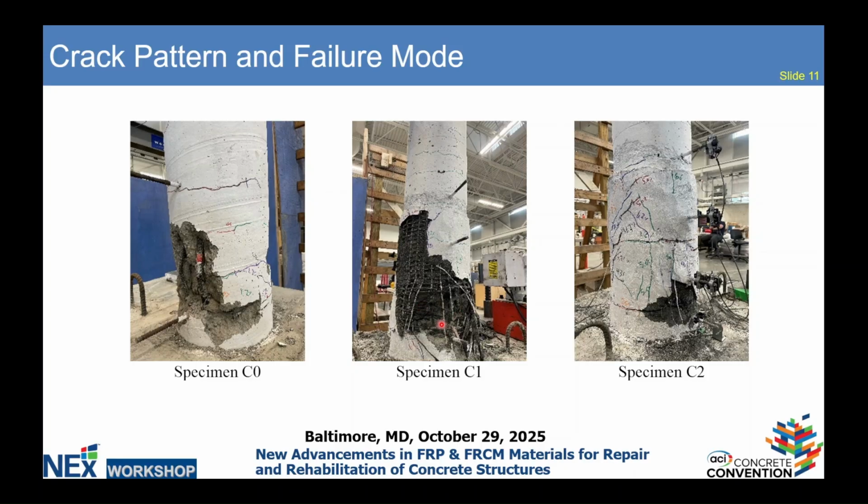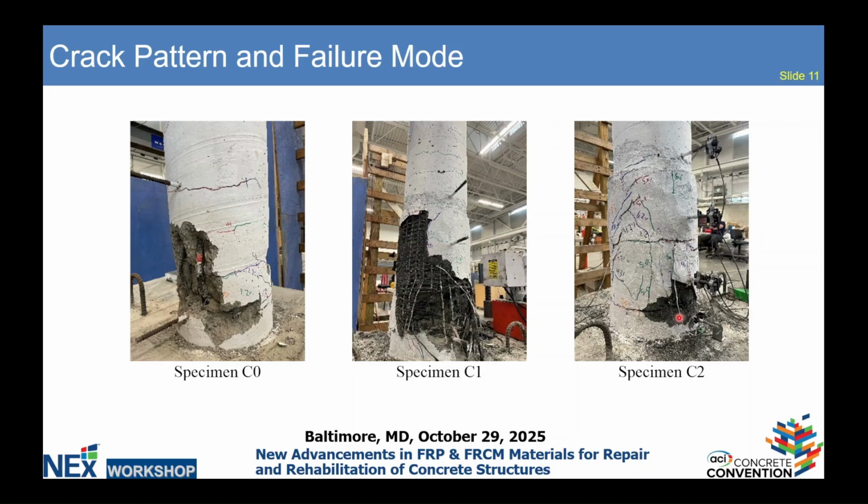Also, we had buckling as well. So we had all the same symptoms of failure, but it was kind of delayed. Now, what if we use two FRCM layers, and this is represented by specimen C2? We saw that we had a localized damage in the outer FRCM layer.